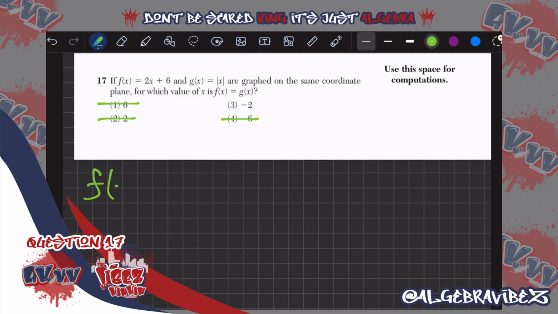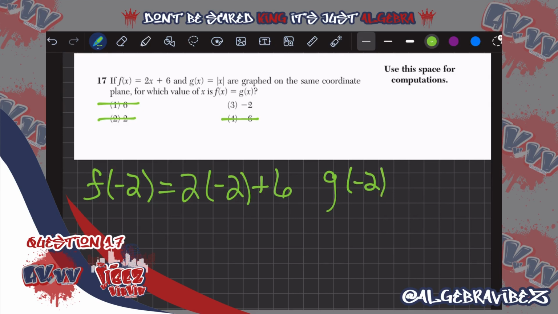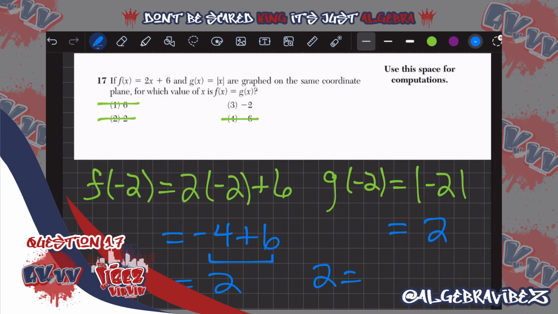f of negative 2 is equal to 2 times negative 2 plus 6. And then we're going to also set up g of negative 2, which is equal to the absolute value of negative 2. 2 times negative 2 is equal to a negative 4 plus 6, and when we add them together, it gives us 2. An absolute value of a negative is going to be the opposite of that number, so our value is going to be 2. 2 does in fact equal 2, and therefore our answer is actually choice 3, negative 2. You did it.